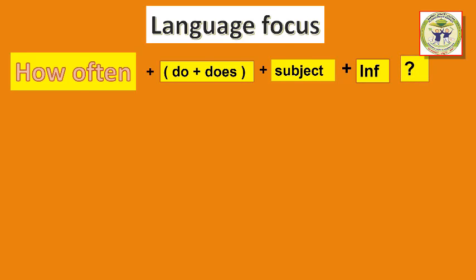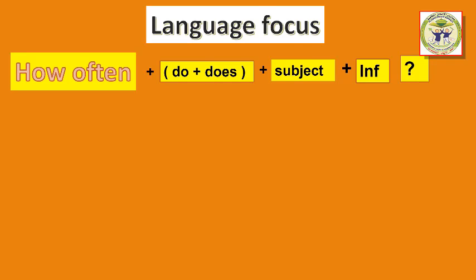يبقى number 1, you will write the question word how often. Then you will write the auxiliary verbs. After that, you will write the subject. Finally, you will put infinitive and a question mark.